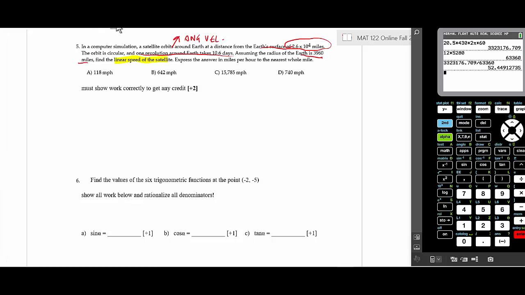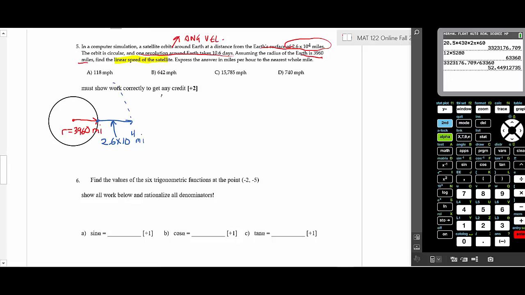the linear speed. Okay, so I'm going to start by drawing a picture on this problem. So this will be Earth. And one of the things it says is it has a radius that is equal to 3960 miles, so that's a given. We also have the satellite above the Earth in orbit, and I'm not going to draw this to scale, but that distance right there is going to be 2.6 times 10 to the 4th miles. And then the satellite's going around Earth.